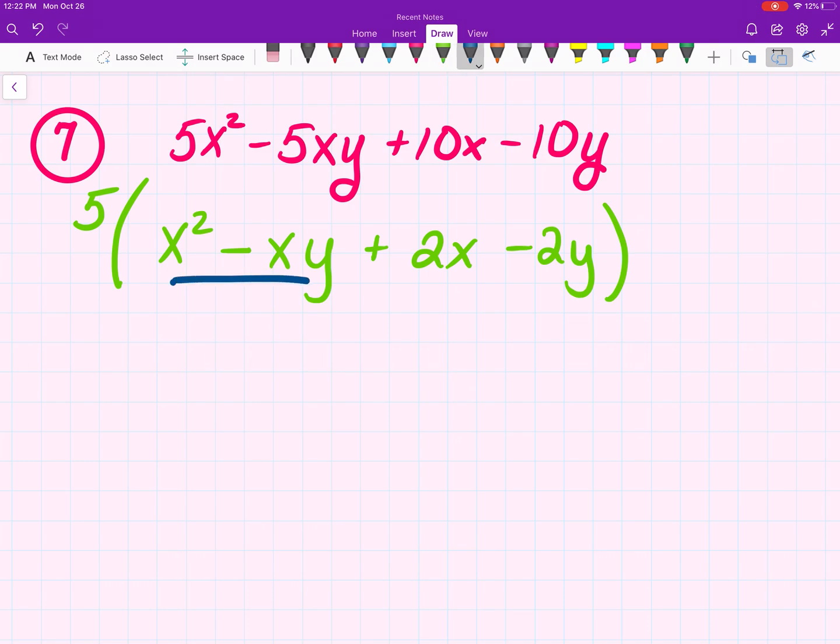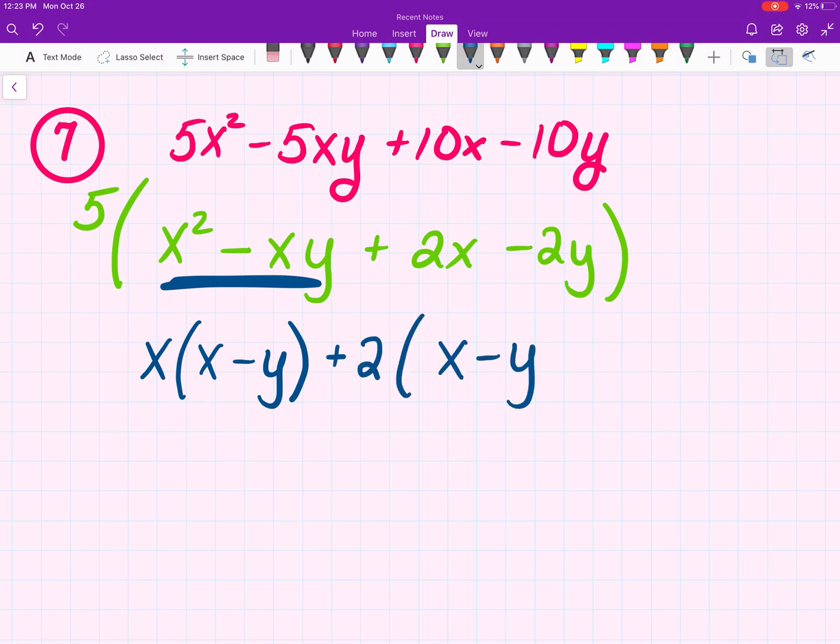So we're going to look at our first group. What goes into x squared minus xy? What's our greatest common factor? X. And that leaves us with x minus y. Our next group, our lead term is positive, so we're going to take out a positive 2. Guess what that leaves us with? I think you can guess. X minus y. Awesome. Our 2 chunks match.